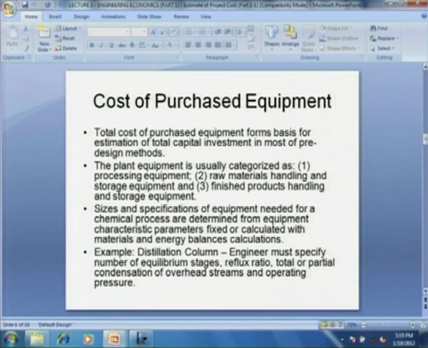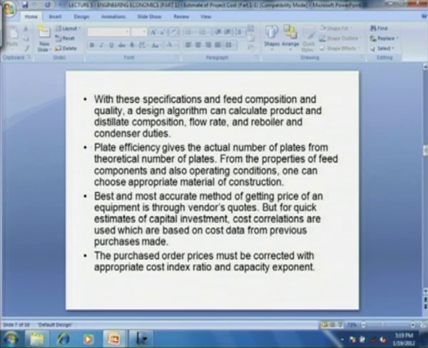So, sizes and specifications of equipment are needed for a chemical process, and these are determined from the equipment characteristic parameters, fixed or calculated with material and energy balance calculation. For example, if we consider a distillation column, the engineer must specify the number of equilibrium stages or plates, the reflux ratio, the total and partial condensation of overhead streams, and operating pressure, so as to determine a typical cost.